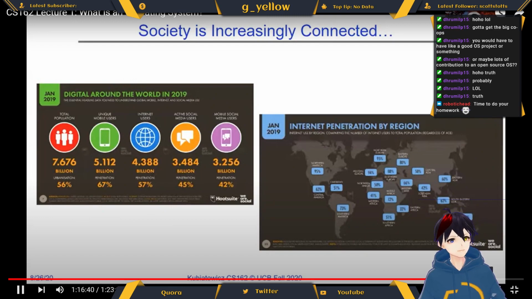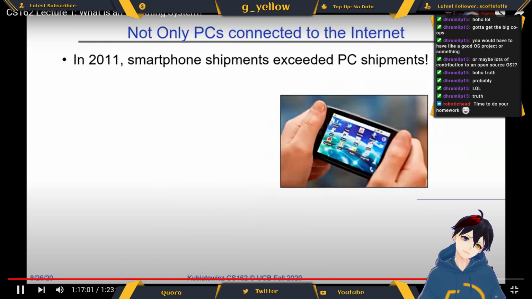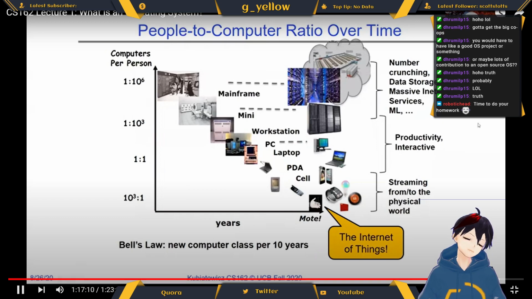Society keeps getting more and more connected, and so we have more devices, more storage, more people, which means more need for operating systems, which is why you're in the right class. Network capacity keeps going up. Okay, people need more connections, at the small scale and the large scale. But not only PCs, we have lots of little devices. We've got lots of Internet of Things devices. You saw this graph earlier, but we've got little temperature sensors and Fitbits and things you carry on your body and things you put in your cars and all the way up to the cloud, okay?